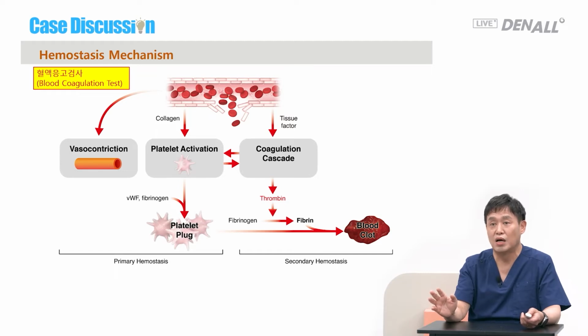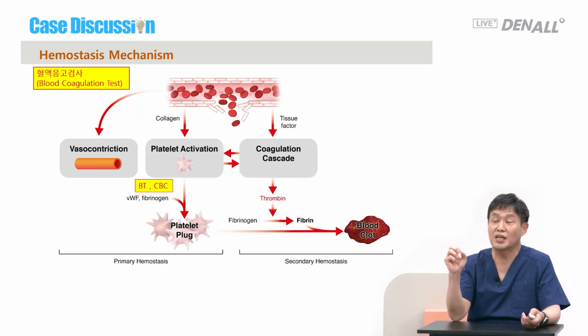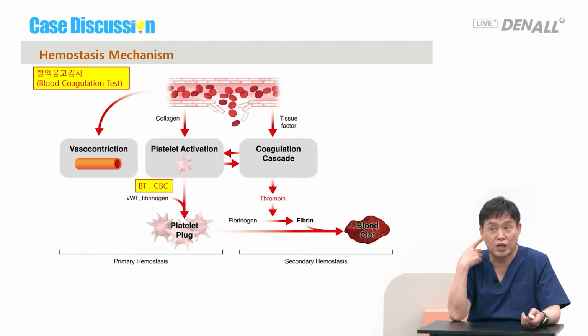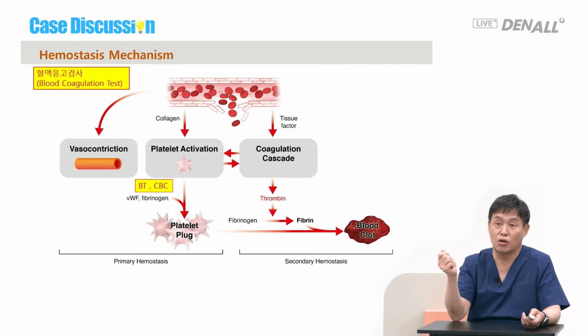When we talk about blood coagulation tests, the most basic tests include three: the bleeding test, the CBC, and PT and APTT. The bleeding test is testing the function of platelets. Using a lancet, a small cut is made in the ear to do the bleeding test to check the function of the platelets. CBC is the blood cell count, the number of platelets.